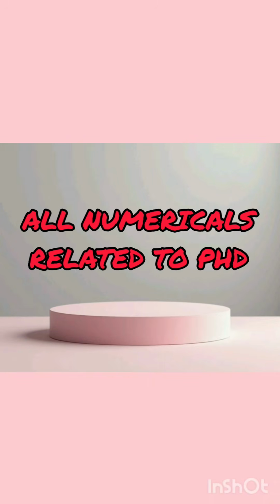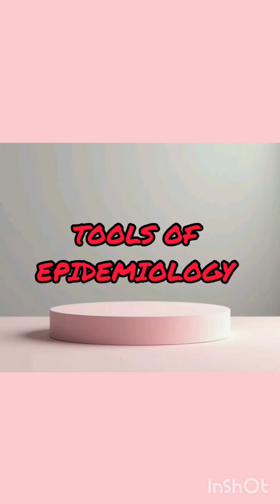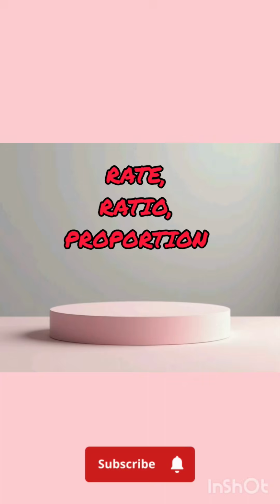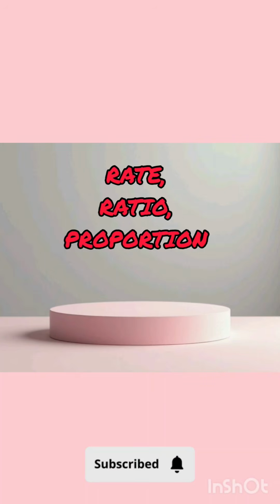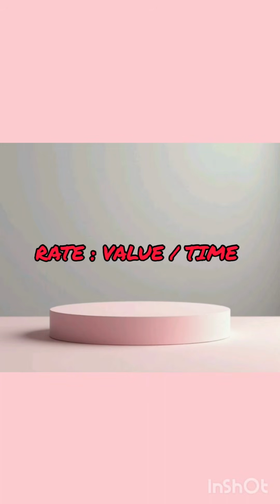Okay, so let's begin with numerical values in public health dentistry. First up, we have the tools of epidemiology, which are rate, ratio, and proportion. Now, what is rate? Rate is any value divided by time. So, let's say the number of people infected by a disease in 1 month is your rate.